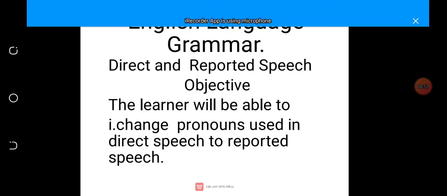In today's lesson, we are going to look at one main objective, which is changing pronouns from direct speech to indirect speech or reported speech. How to change pronouns used in direct speech to reported speech.